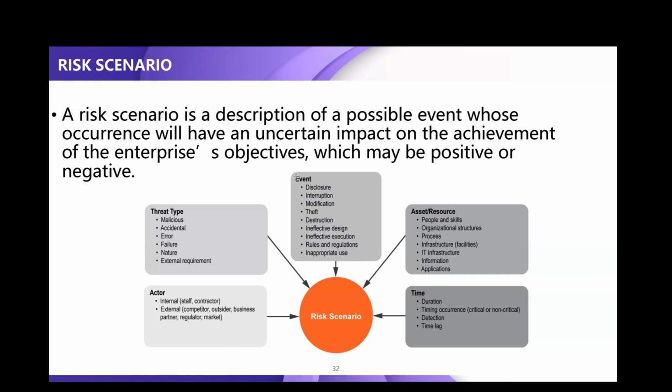Then we also need to look at the event. The event of the risk can lead to disclosure of unwanted information, of critical information about the company. It can also cause interruption; the company will not be able to do what they are supposed to do. It can also cause modification.